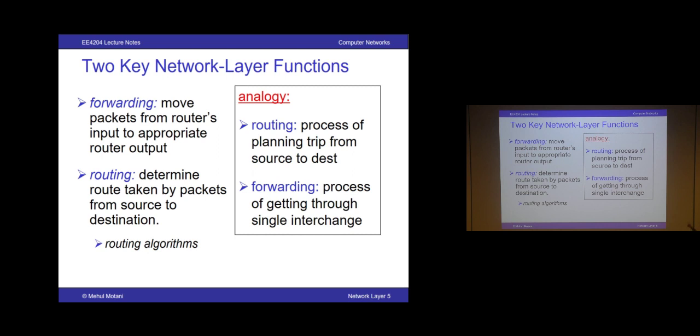So forwarding and routing are the two main functions. There's a forwarding table at a router, and the routing algorithm drives that forwarding table. There's an analogy in the real world: routing is your plan, and forwarding is like figuring out which turnstile to go through, or which taxi to get into. Routing is: I need to get to the airport.